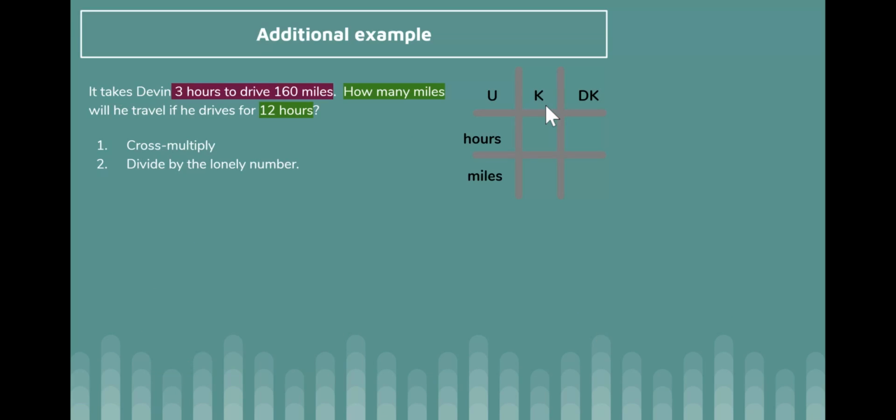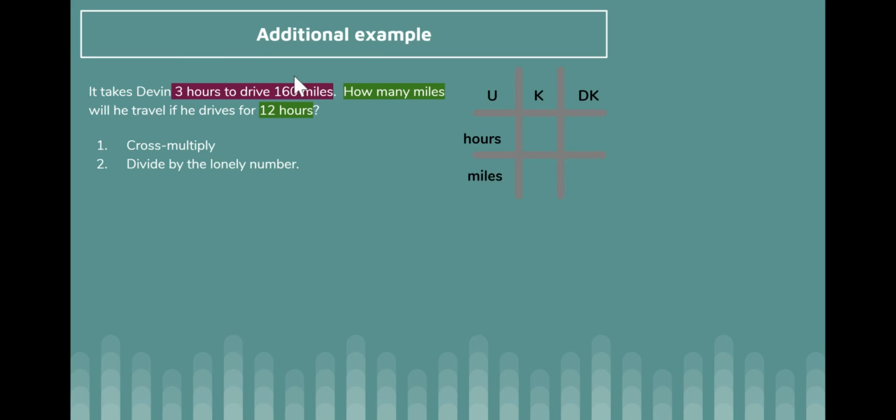So let's look at one more example just real quick so that you guys can kind of get the hang of what we're doing, okay? So it takes Devin 3 hours to drive 160 miles. How many miles will he travel if he drives for 12 hours? So first I'm going to look at my categories. I have hours and miles. So that's already over here for you in your Tic Tac Toe board. I've got hours, I've got miles.